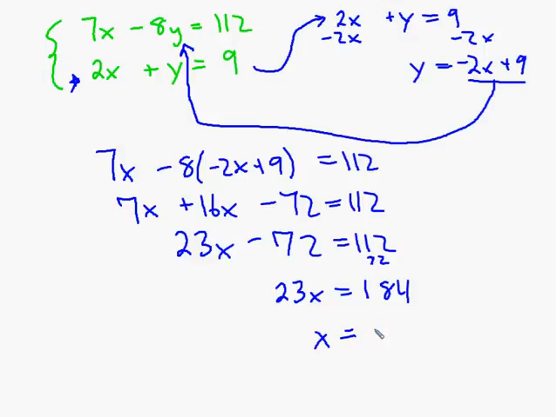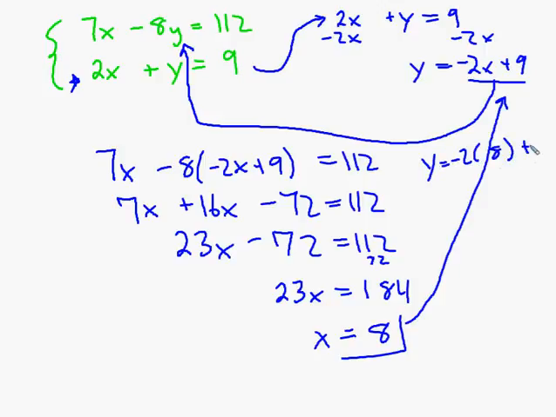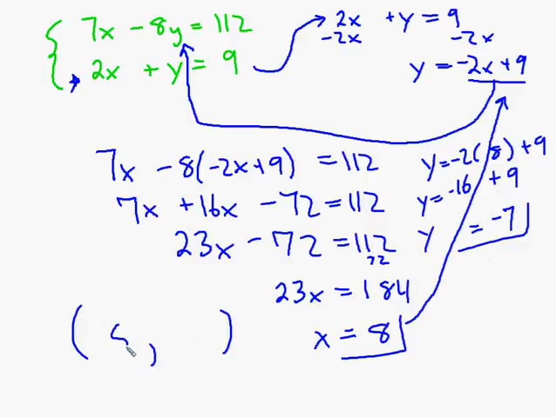8. Okay, that's half my answer. I'll take that 8 back up into here, and I get y equals negative 2 times 8 plus 9. This equals negative 16 plus 9, which is negative 7. So, my final answer, 8, negative 7.